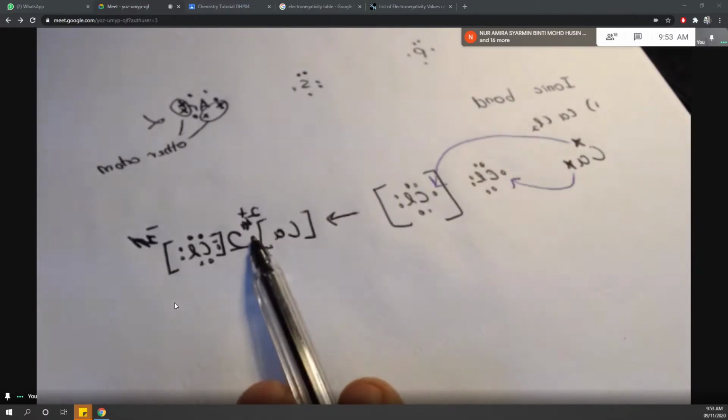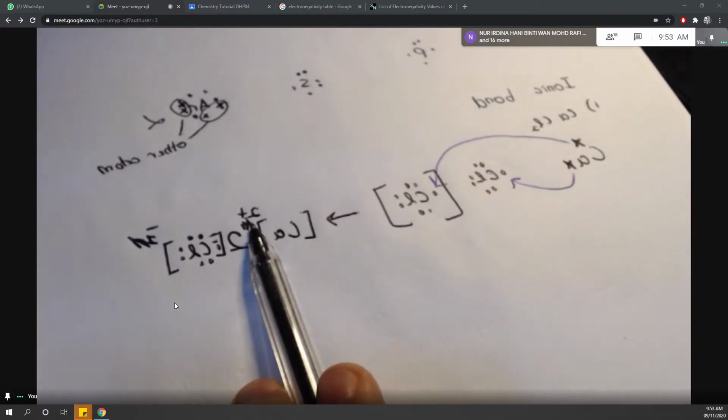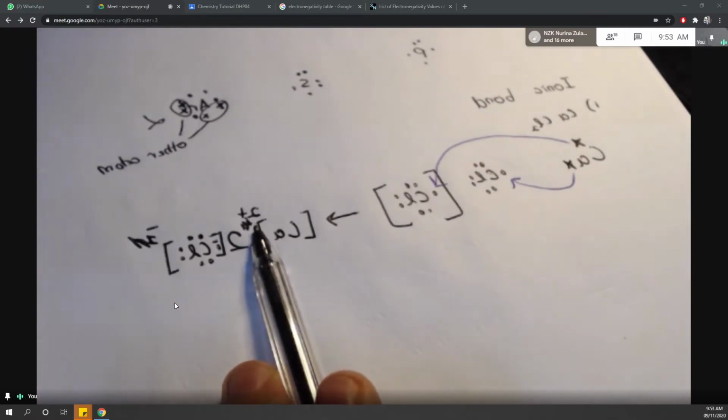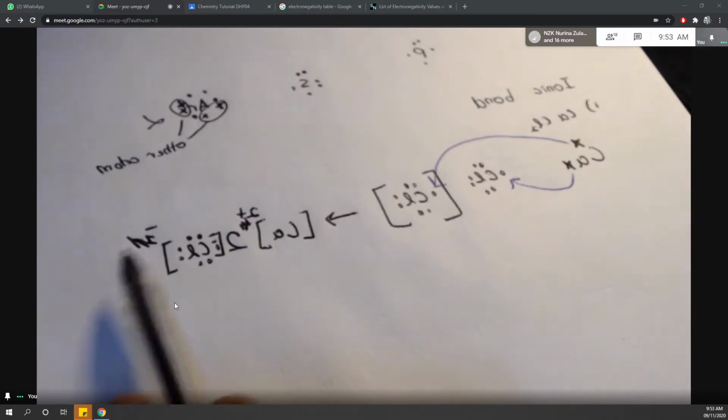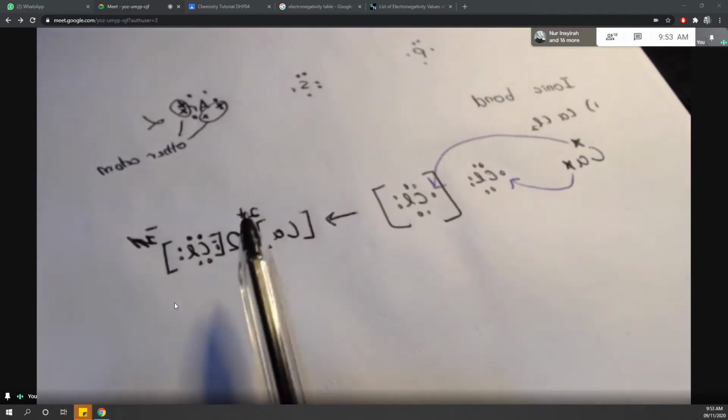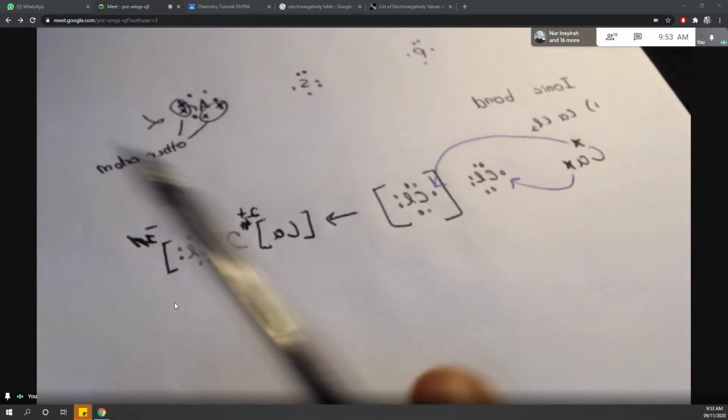Okay, this charge will not change. For example, chlorine will always be chlorine minus. Okay, hydrogen will always become hydrogen plus. Okay, got it? So now let's try one more thing.